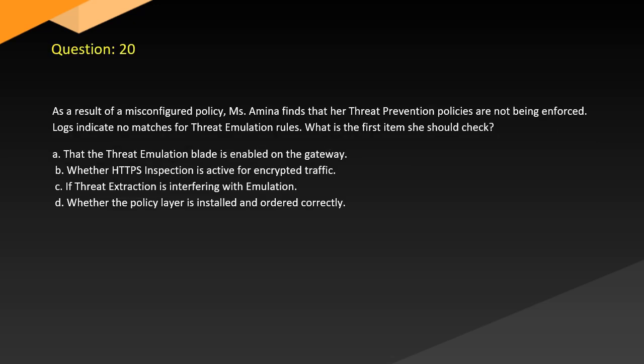Question 20. As a result of a misconfigured policy, Isamina finds that her threat prevention policies are not being enforced. Logs indicate no matches for threat emulation rules. What is the first item she should check? A. That the threat emulation blade is enabled on the gateway. B. Whether TLS inspection is active for encrypted traffic. C. If threat extraction is interfering with emulation. D. Whether the policy layer is installed and ordered correctly.